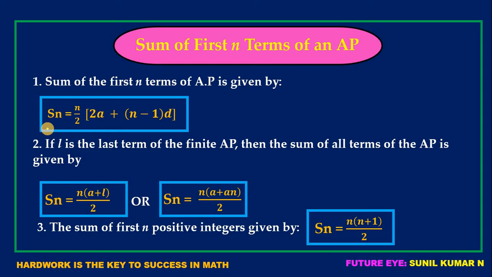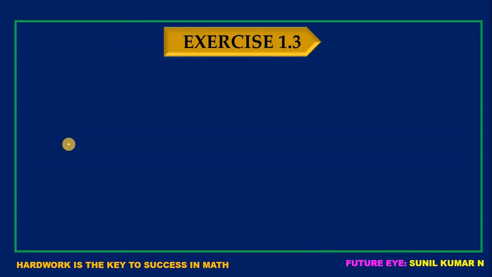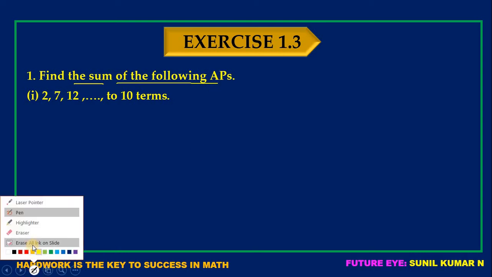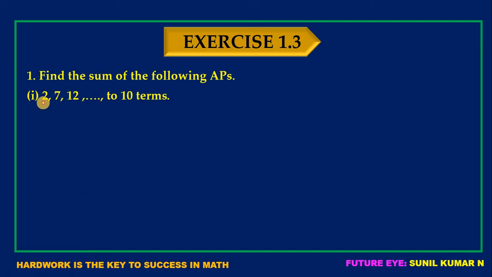Next, let us move on to Exercise 1.3, children. First main question: find the sum of the following APs. It means they will give APs here and we have to find the sum of those APs. See the first problem: 2, 7, 12, and so on to 10 terms.